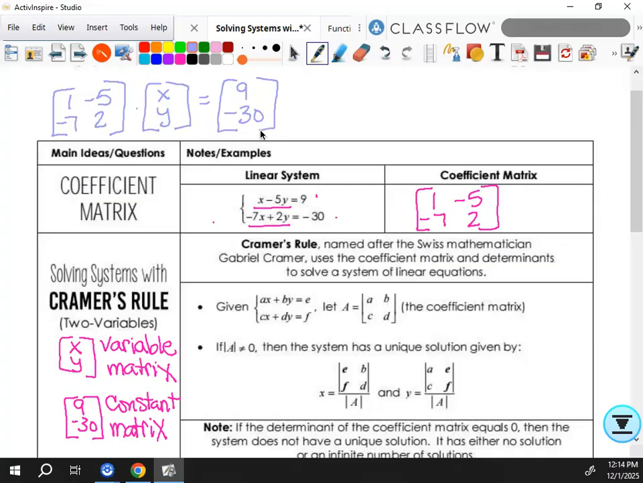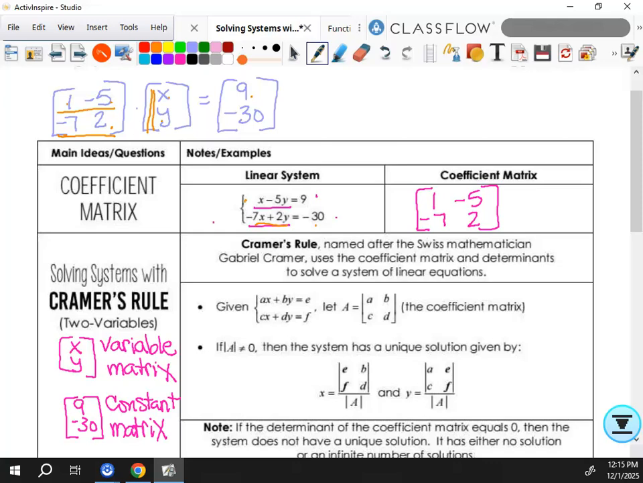If we were going to multiply them, remember, because it's been a minute, that when you multiply the matrices, we would take this top row, the first row times the first column, you multiply them and add them together. So I'd get 1 times x plus -5 times y, and that equals 9. And then I would take -7 and 2, multiply it by this, so I get -7x plus 2y, and that would equal -30. And that's where that stuff is coming from. So that's kind of how they fit together. We're just taking them apart so that we can do our Cramer's rule with it.